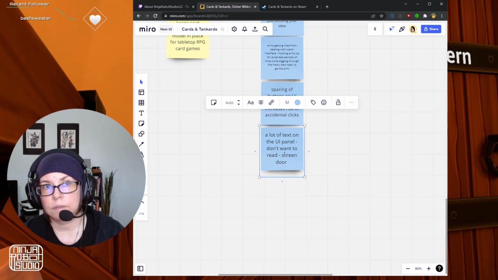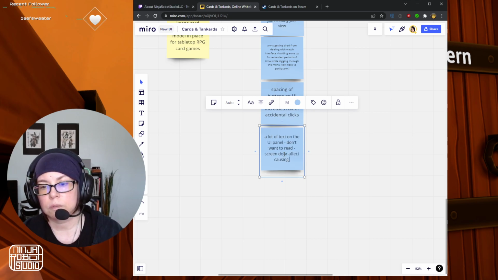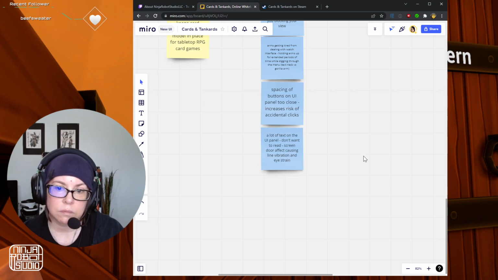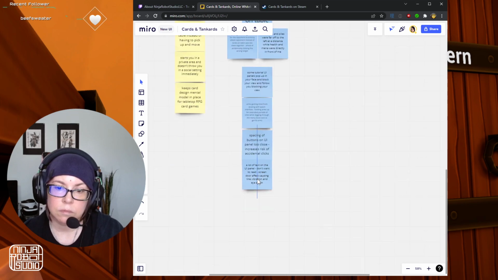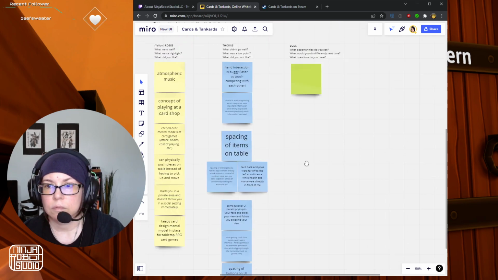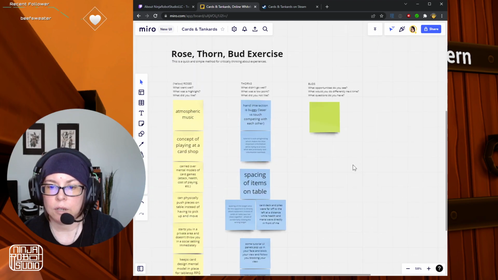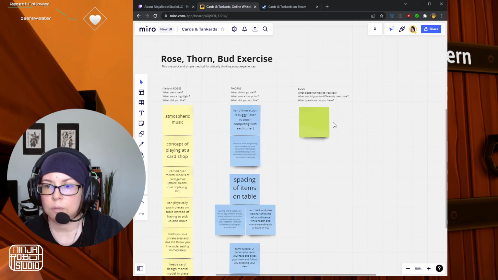Is it effect or affect? Screen door effect, causing line vibration, and fatigue, eyestrain. So that's enough thorns for now. There's plenty. So let's think about some buds.